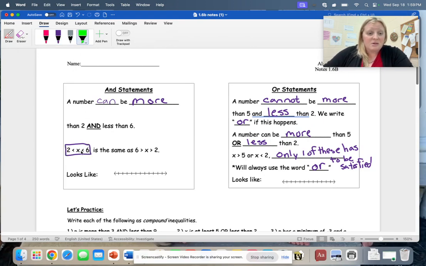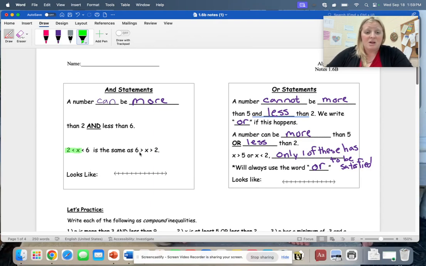So if you read this correctly, you always read from the middle outwards. So on the right side, this would be pronounced numbers less than 6. On the other side, and this is sometimes what throws kids for a loop, again, you want to read it from the middle outwards. So you wouldn't say x is less than 2, you would say x is greater than 2. So 2 is less than x is greater than 2. So this really does mean numbers that are greater than 2, but also less than 6.